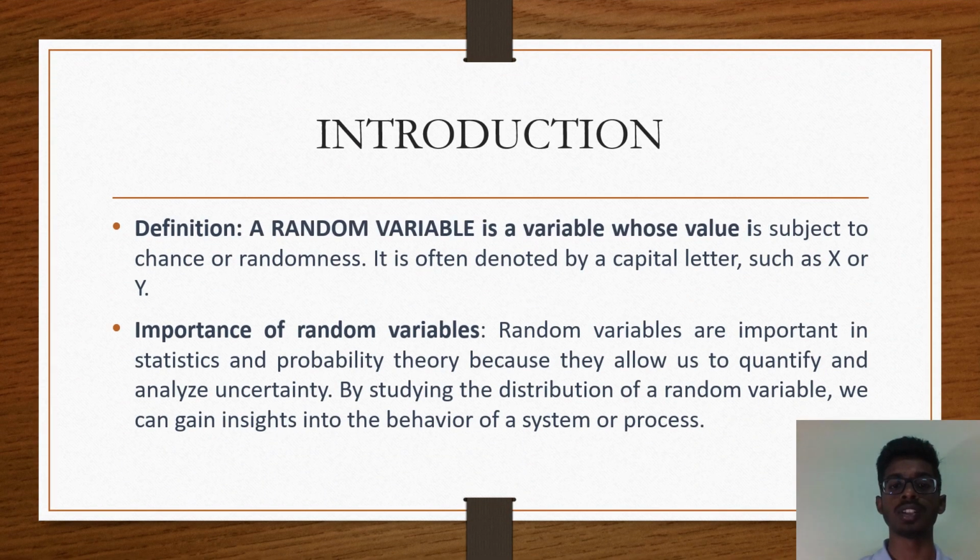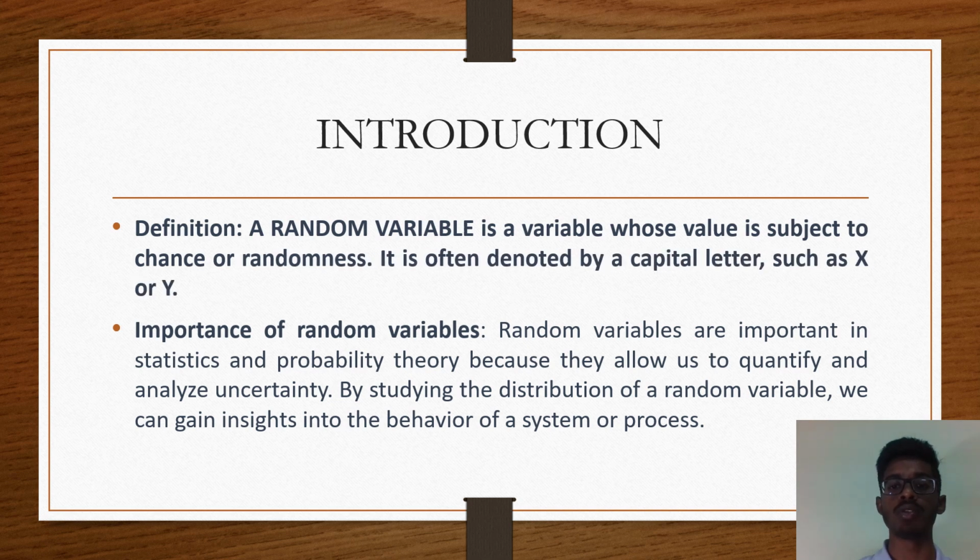Now coming to the definition, a random variable is a variable whose value is subject to chance or randomness. It is often denoted by a letter such as capital X or capital Y. In our day-to-day practice in probability, we may have come across situations in which random variables are needed, but one may not be aware that random variables are used in that kind of situation. Now let us see some examples in which random variables are included.